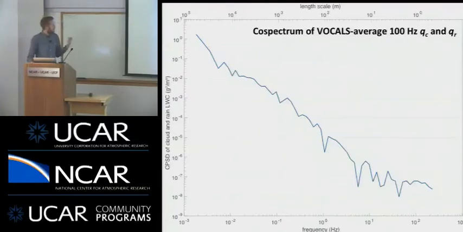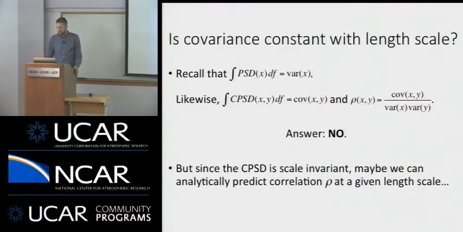So here's the co-spectrum of VOCALS average 100 hertz, cloud and rainwater, which I've filtered down to 100 hertz just so I can have confidence that we're not just seeing white noise in the QR signal. And what we see here is, again, a roughly scale invariant spectrum. So this is interesting because now we've established that this covariance does seem to have some relationship with length scale.